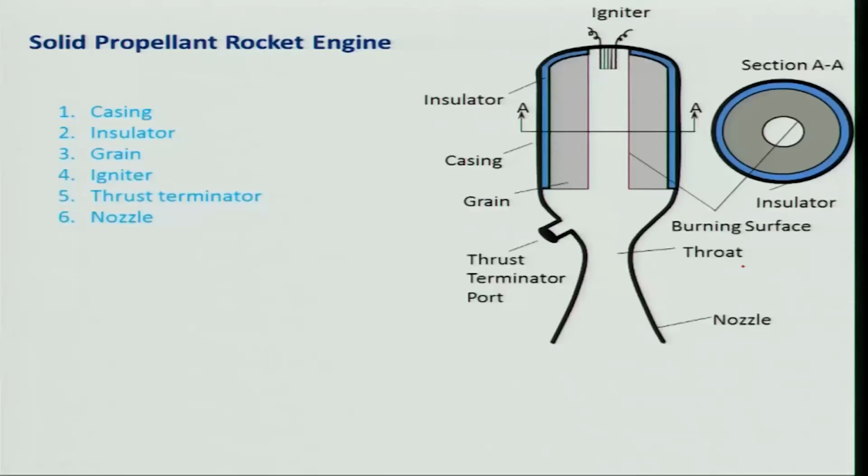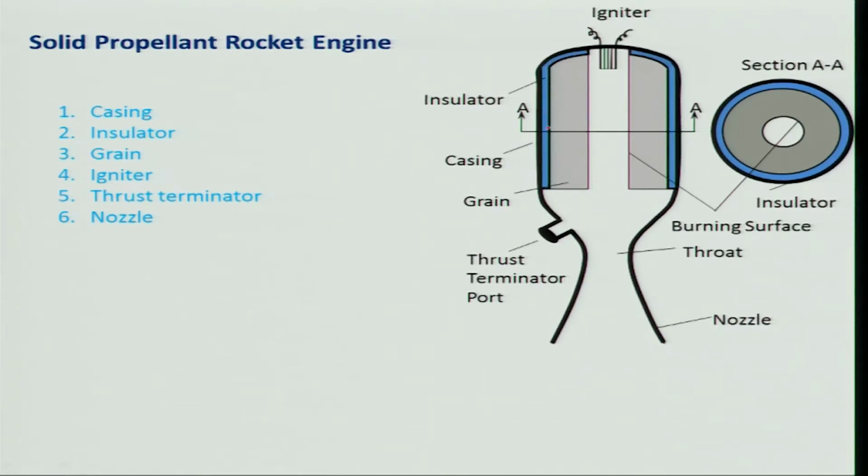So, these are the constituents. If I look at a diagram, this is basically your casing, and this is what we call grain. Grain basically consists of propellant. I have shown you a grain where it has certain structures.